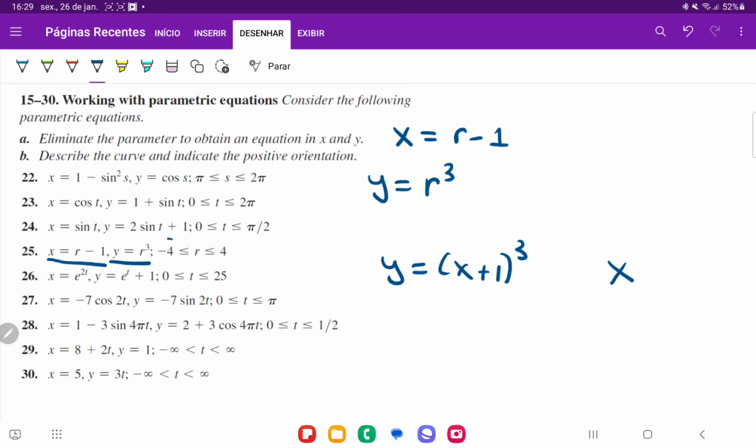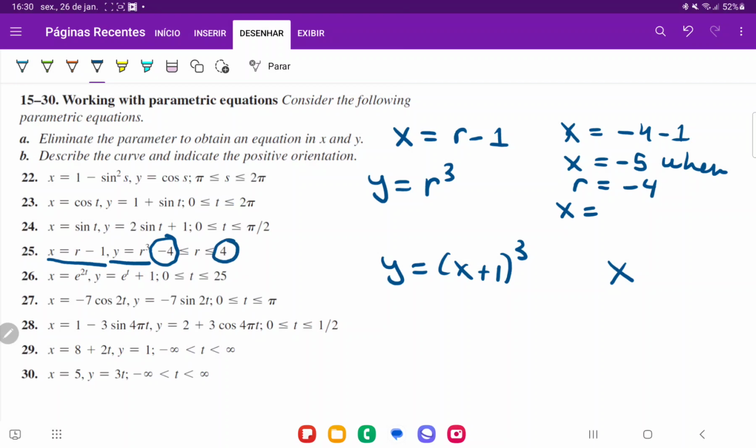So let's plug in the lower boundary of r to get a lower boundary of x. If r is equal to -4, x is going to be equal to -4 minus 1. So x is going to be -5 when r is equal to -4. And now let's plug in the upper boundary, 4. So x is going to be equal to 4 minus 1, which means that x is equal to 3 when r is equal to +4.